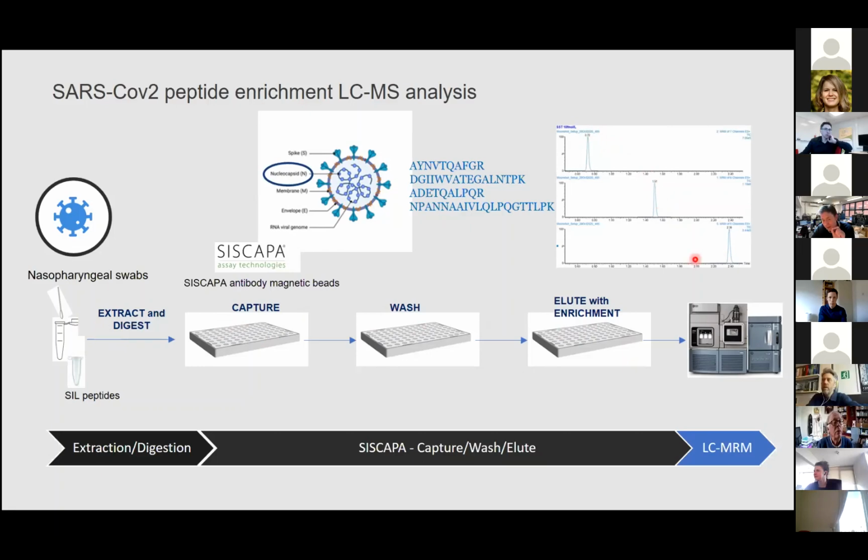And I should, I suppose, recognize that AYN, in terms of specificity, is found in a number of coronaviruses, but ADE and DGI are specific to SARS-CoV-2. So this is, you know, a really good assay with high levels of specificity.